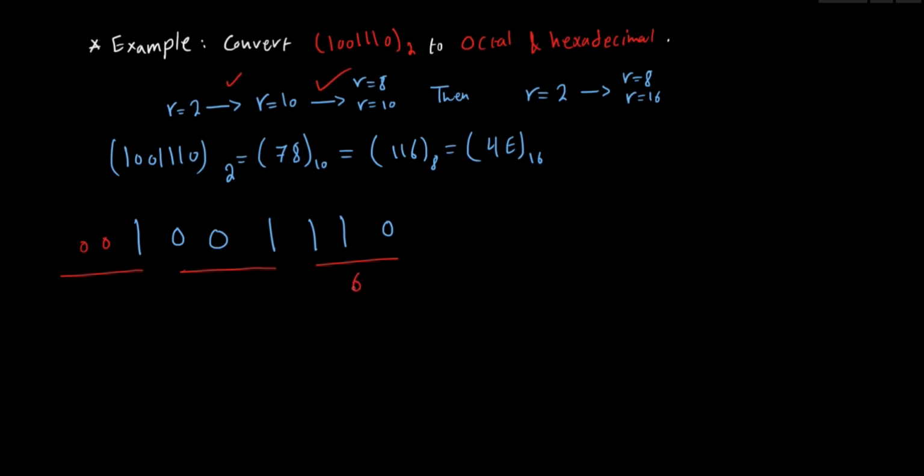These 3 bits are equivalent to 6. These 3 bits are equivalent to 1. And the same applies to these 3 bits. So here we have 1001110 binary is equivalent to 116 octal. That's very simple and direct, right?